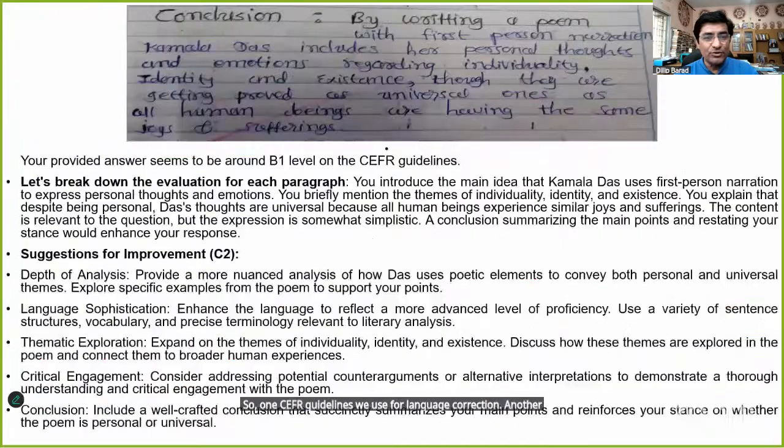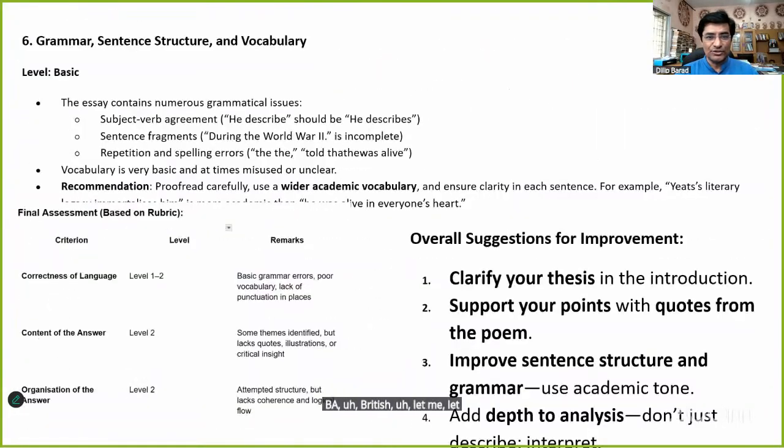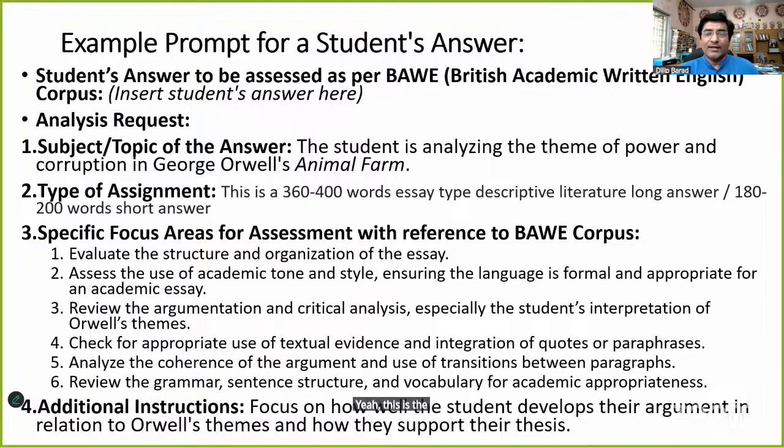The other example that we used is about BAWE. Let me come down to that particular prompt. Yeah, this is the second prompt. British Academic Written English Corpus, BAWE. Okay. So two we used, one guideline and one corpus: CEFR guidelines and BAWE. Now, this is where we made a point that the experience of a teacher plays a very vital and significant role in this era of AI. So how to ask a prompt, how to make a prompt, how to use corpuses, that all comes from the experience of the teacher.